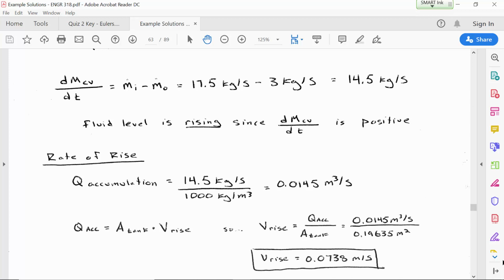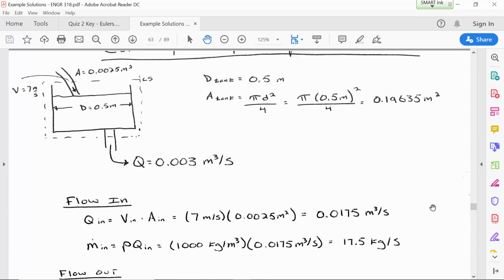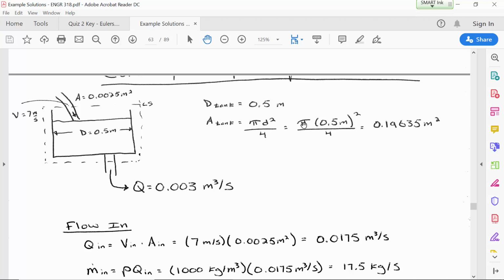The diameter of the tank, that was 0.5, right? That's right. So how did you get the area to be that number? Let me go up here. Pi d squared divided by 4. Yeah.